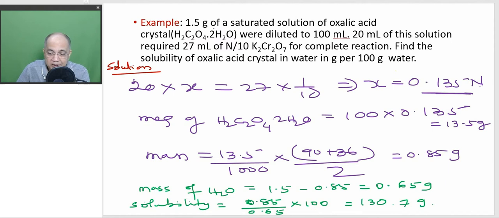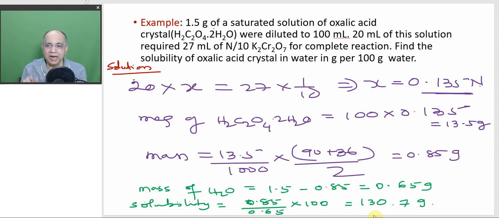So in 100 gram, 130.7 gram of oxalic acid crystal is there. Can you believe it? The solvent is 100, but the solute is of greater amount than the solvent. Doesn't matter. It can mix thoroughly to form a concentrated solution, and that's a saturated solution, and its density will be quite larger than that of pure water.